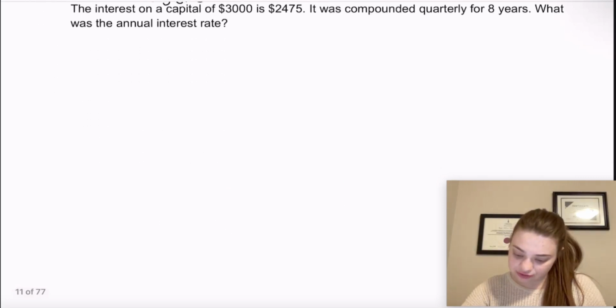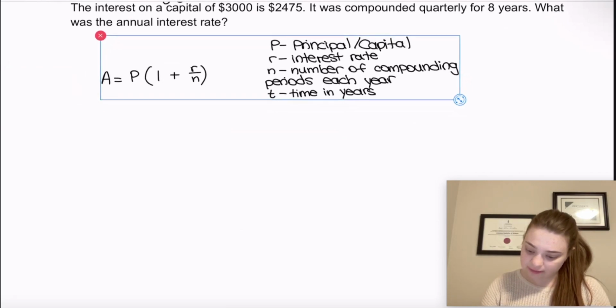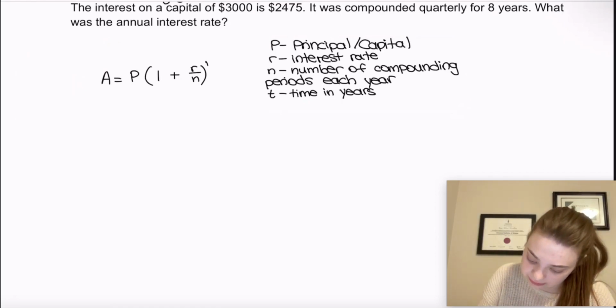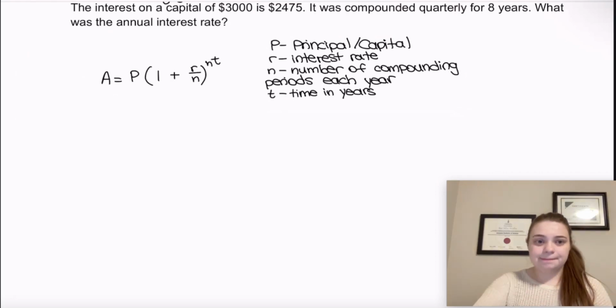All right, the interest on a capital of $3,000 was $2,475. It was compounded quarterly for 8 years. What was the annual interest rate? Okay.